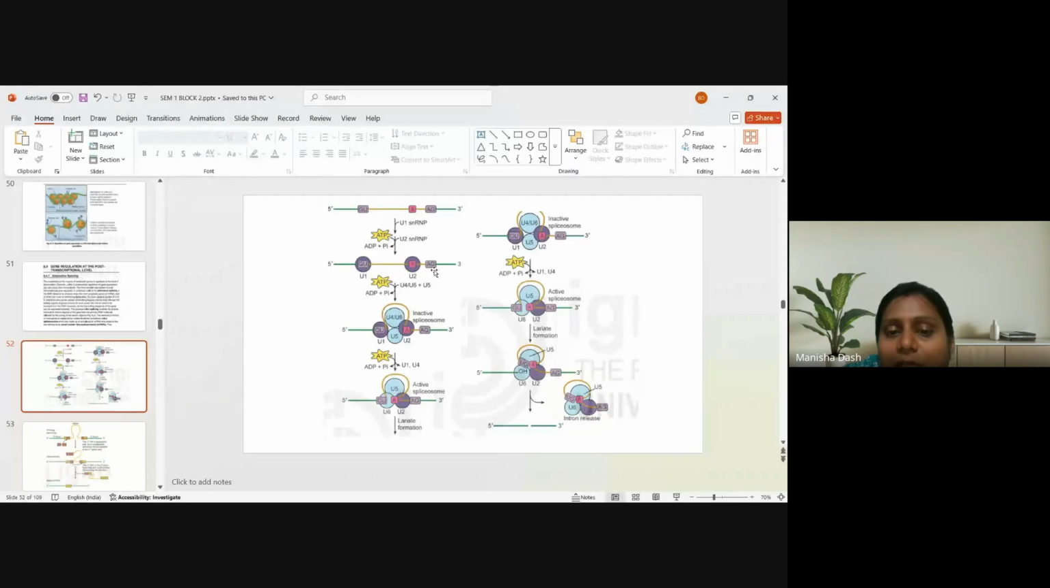Then comes another set of enzymatic complex, that is U4 U6, that is one complex, followed by U5. Together they will form a complex structure which is called the spliceosome. So this spliceosome is actually inactive. Now, when another ATP is utilized, releasing the U1 and U4, then only it will be converted into an active spliceosome. So what are the components of the active spliceosome? The active spliceosome is made up of U2, U5 and U6.